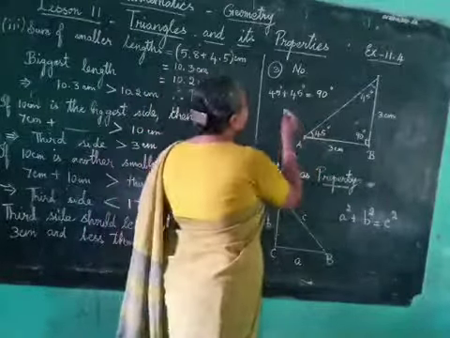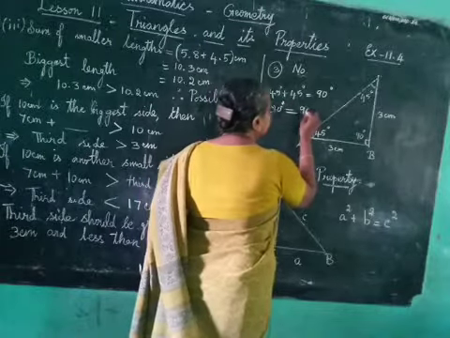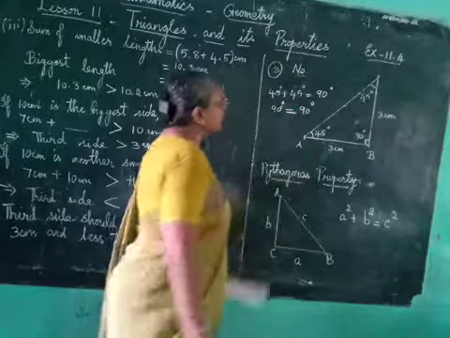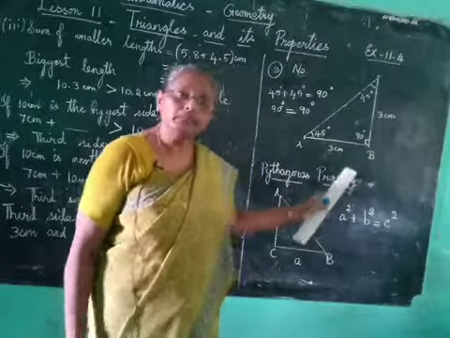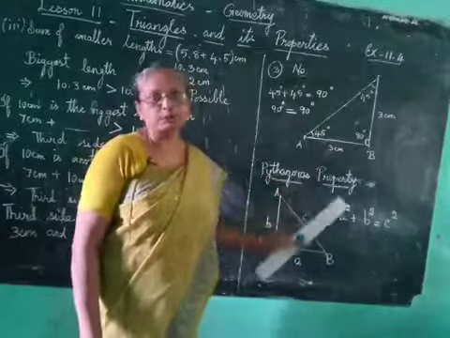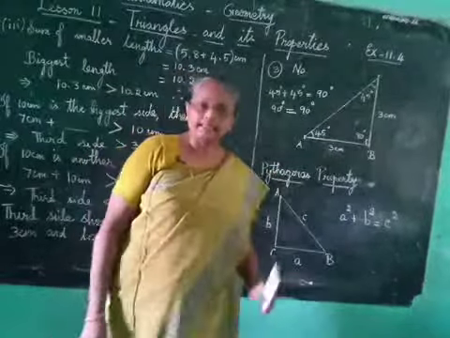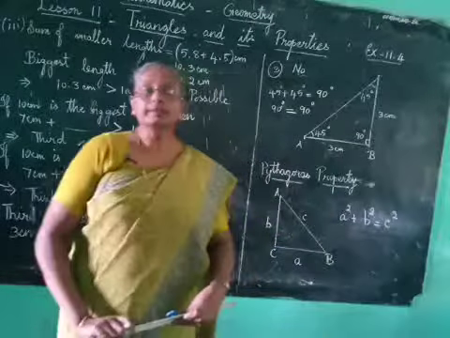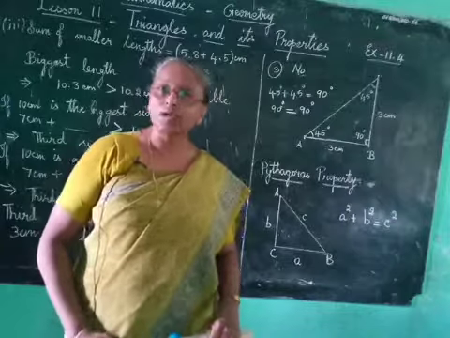But the third angle also is 90 degrees. In this case, the sum is not greater than the third angle. It is equal. So we have proved that it is not true. This property will not hold good for angles. It is only for sides of a triangle. It is not for angles of a triangle.